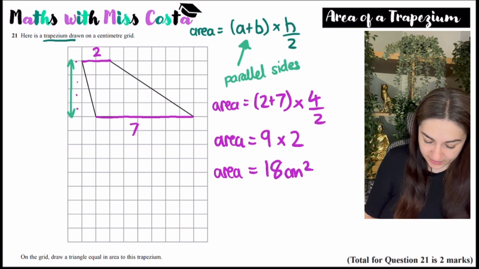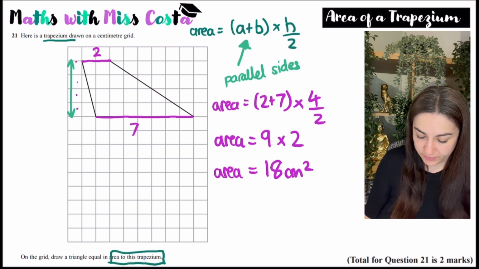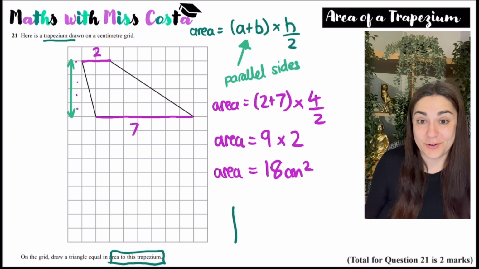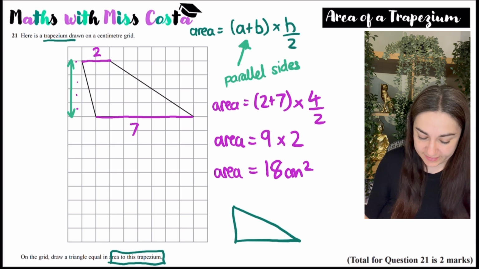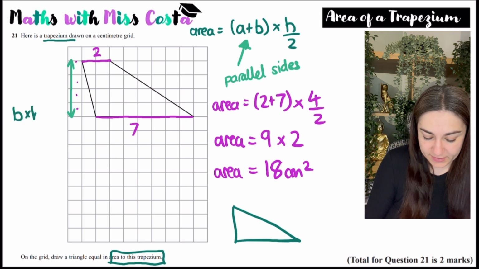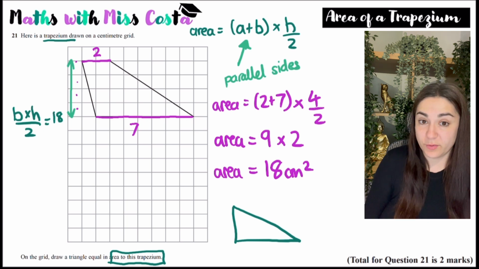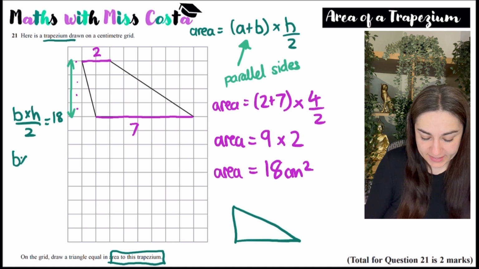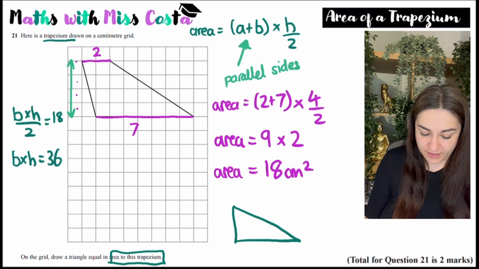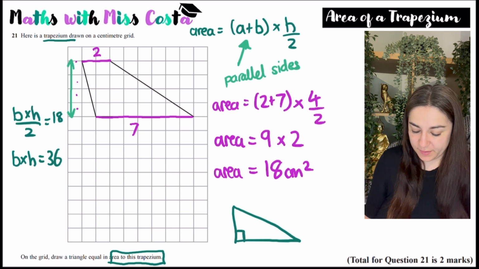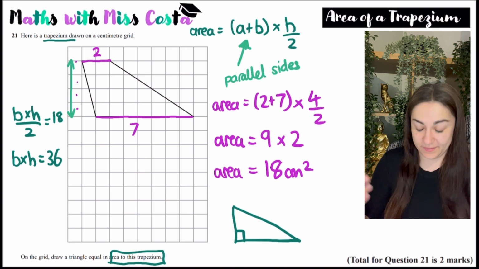And now I need to draw a triangle equal in area to this trapezium. So how do I draw a triangle? How do I work out the area of a triangle? I know that it's base times height divided by 2. So I need to think base times height divided by 2 is going to give me 18. So therefore I need a triangle that has a base times height that is going to give me 36. So how could I create a triangle with a base and height that multiply to 36? And I would recommend you just do a right angle triangle like this, because it will just make your life easier than doing anything else.